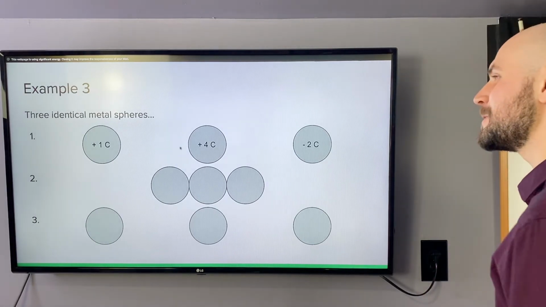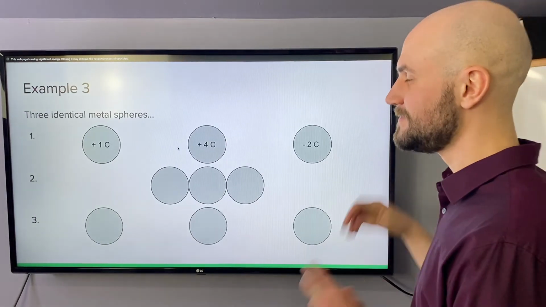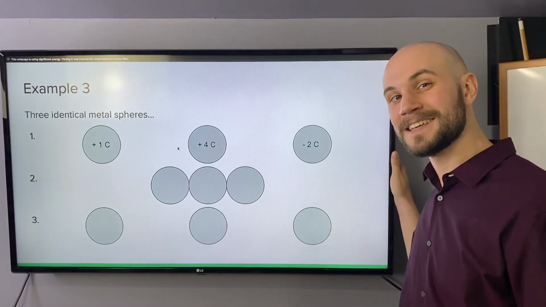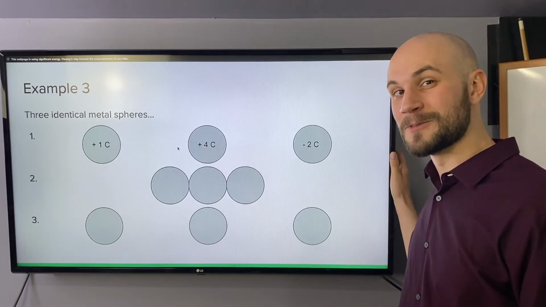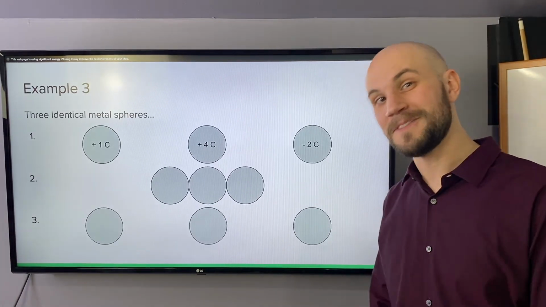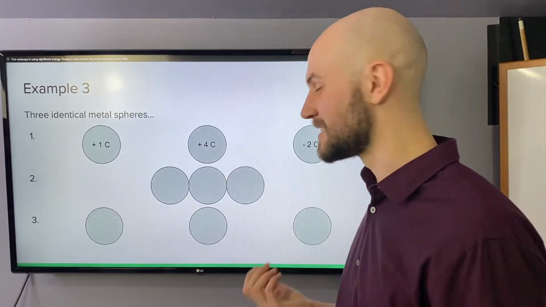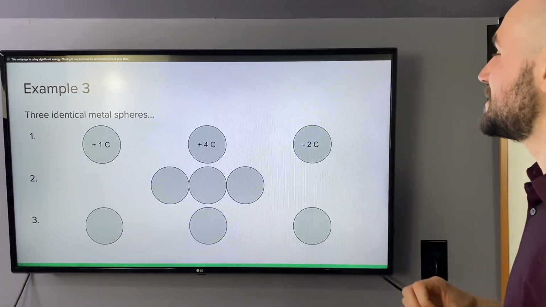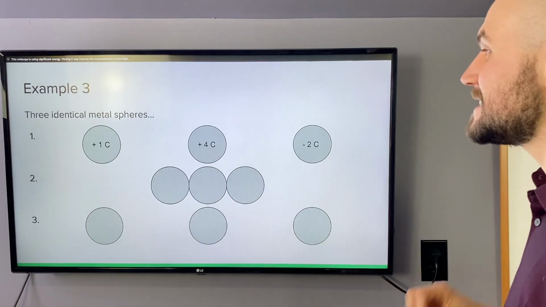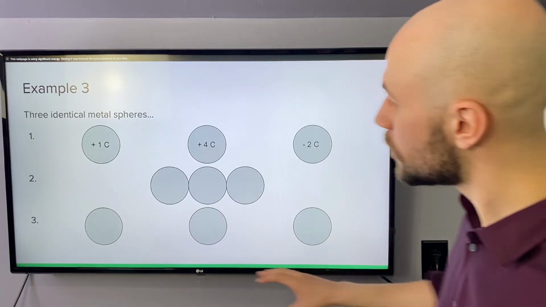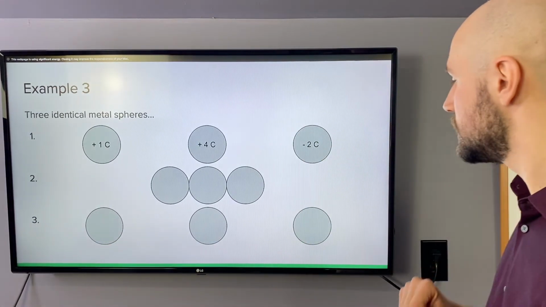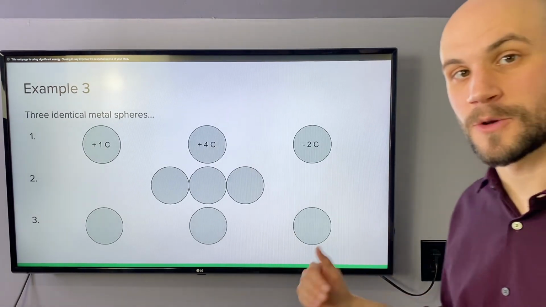Oh man, 3 spheres. Okay, just like I say in class, make sure you can do this stuff on your own. Don't wait for me to give you the answer. Pause the video, try it out, and then play the video, and I'm going to tell you the answer. So, how much charge is in this system? And how many objects do you have to split that total charge between?